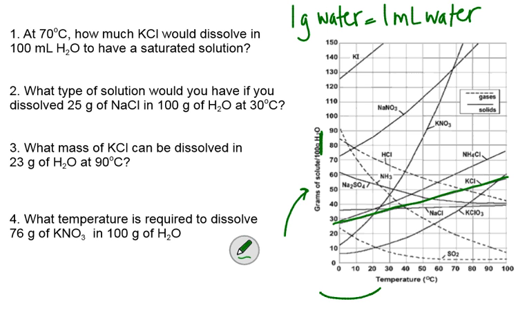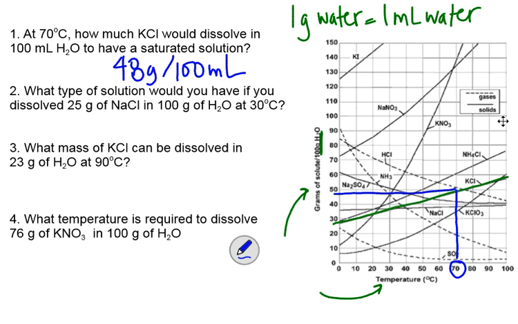And then down here, I've got my temperature. For this question, I have to look at 70 degrees. So that's here. I'm going to go up, up, up to about there. Okay, and I see where I hit the green line. Wherever I hit the green line, that's where my potassium chloride would be saturated. If I go over, my smartboard's a little bit off, but it basically looks like I could dissolve about 48 grams in 100 milliliters or 100 grams of water.